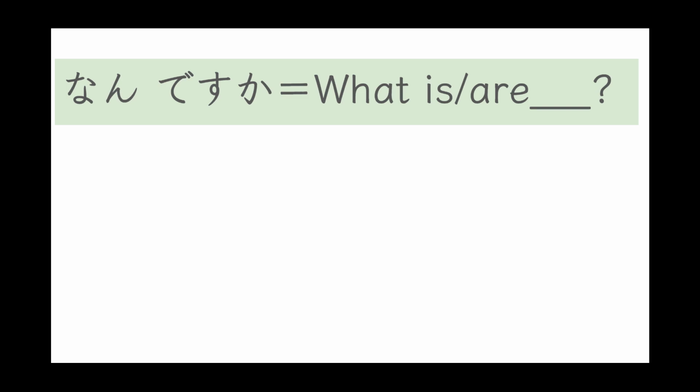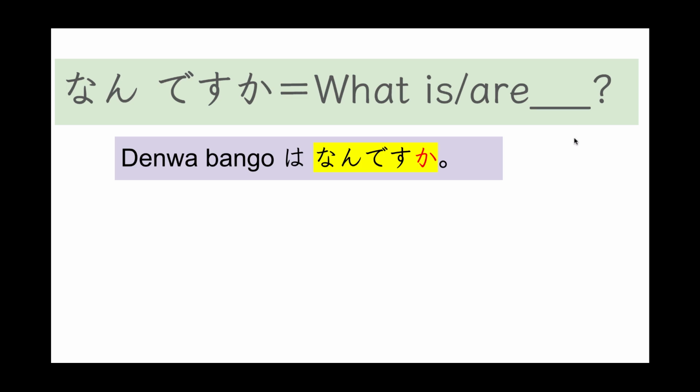Let's review for the last time. So nan is what? And desu, as you watched in that lady's video, really doesn't have any meaning. It is definitely not "it is", it is just politeness. So to say nan desu ka is what is or what are, depending on what comes before as a topic. Do you get it? So 電話番号は何ですか was the sentence we just learned.